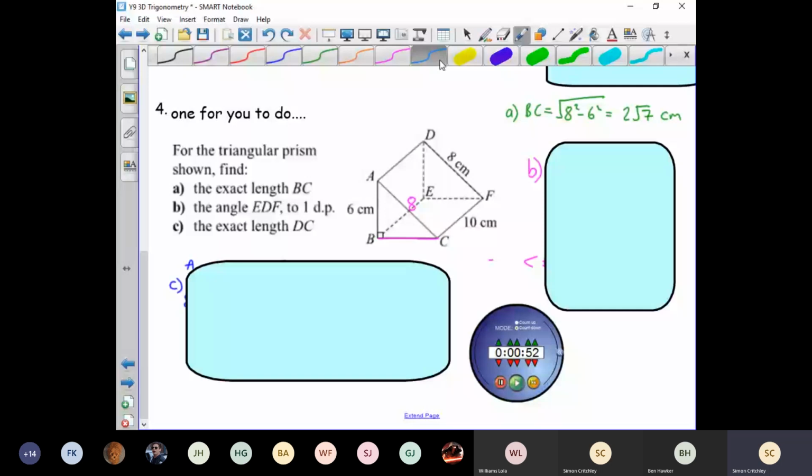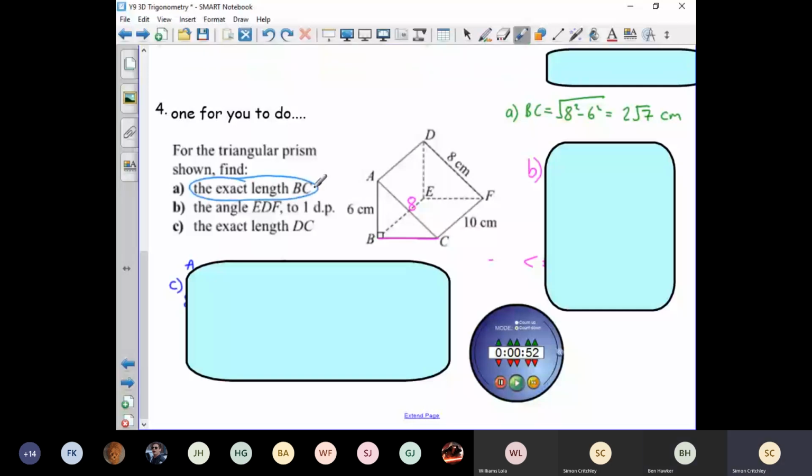So just be aware, Finn, that sometimes they ask you for the exact length. When they ask for the exact length, they want you to write it as a surd rather than a decimal. They want you to keep that. Excellent, Finn. Thank you very much.